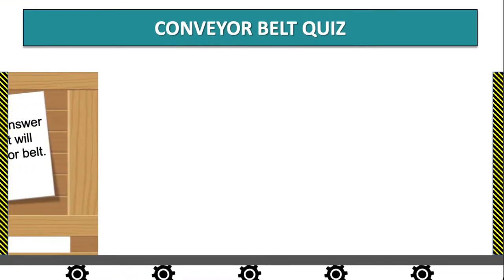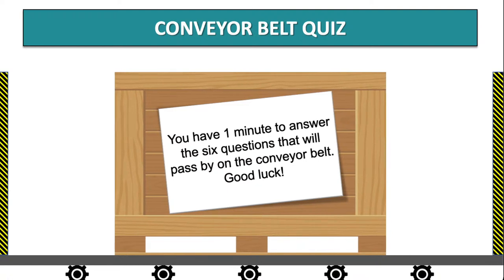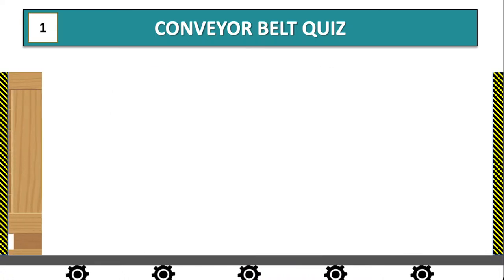Okay, we've got a conveyor belt quiz next. So you're going to have a minute to answer some questions. Six questions are going to pass by on the conveyor belt. They don't stay on for very long, so read them as they come. And then if you could try and answer them, just type your answers into the chat window, and then we'll go through them all. But to begin with, they're just going to come past. I'm not going to stop mid-quiz. So good luck. See how you do.